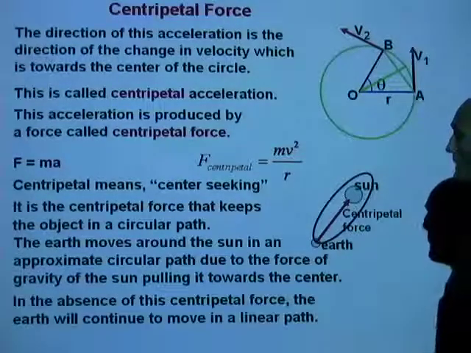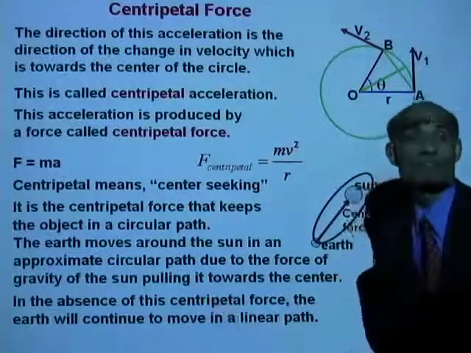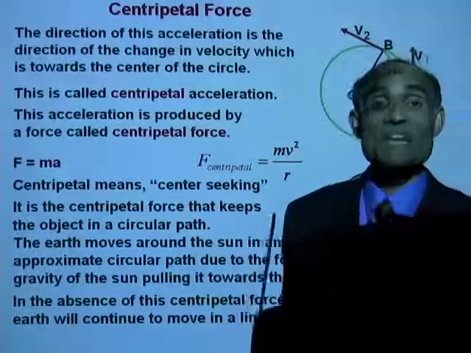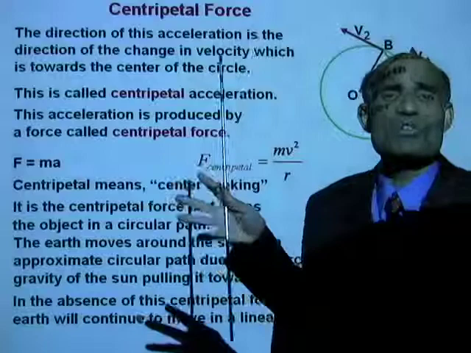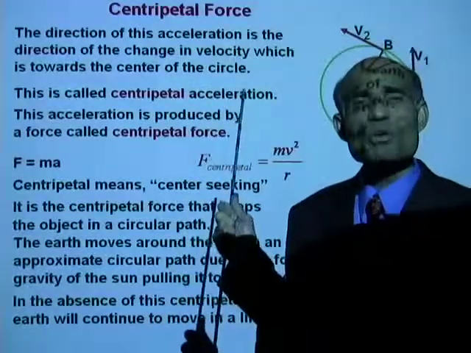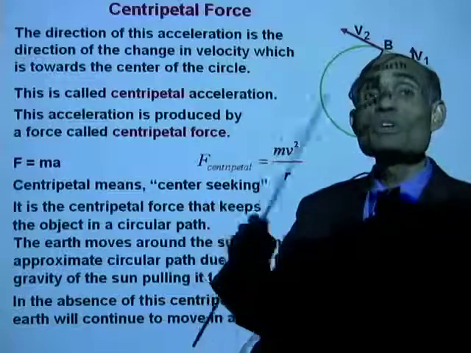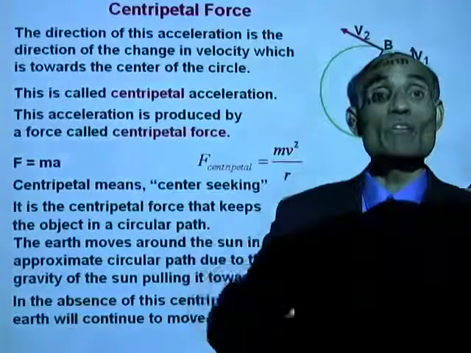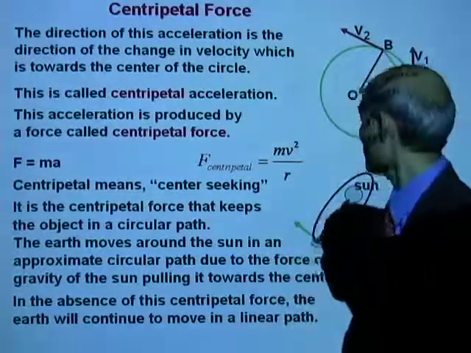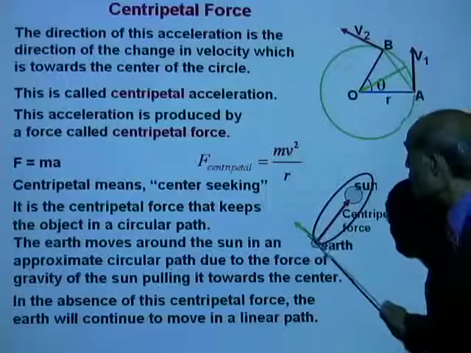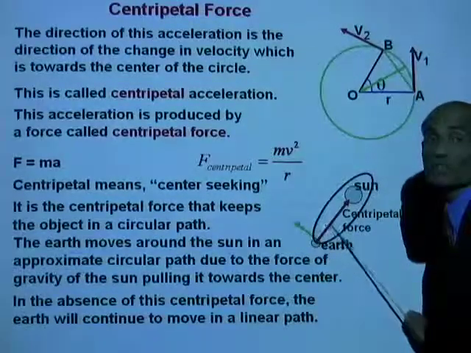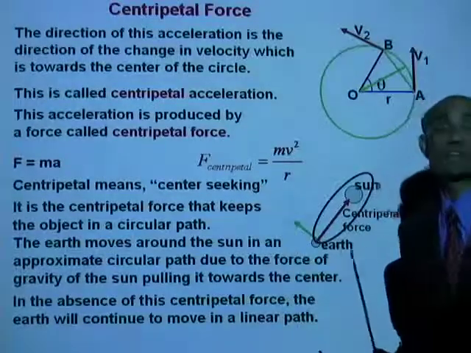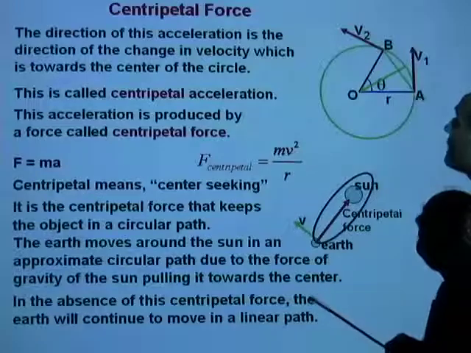Now, in the absence of this centripetal force, what will happen to the earth? Well, suppose the sun says, oh, I'm going on strike today, I'm not going to pull the earth. Well, the earth will simply move along the tangent at that position. It will go away for good. That is the direction of velocity of the earth. So if the sun stops pulling it, it will simply go away along the tangent.